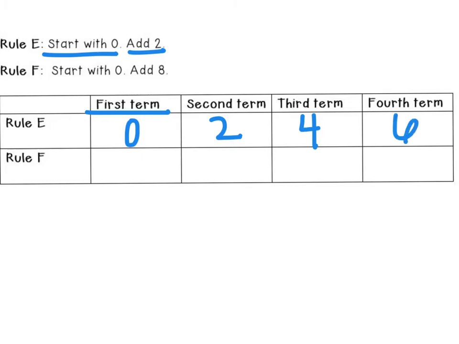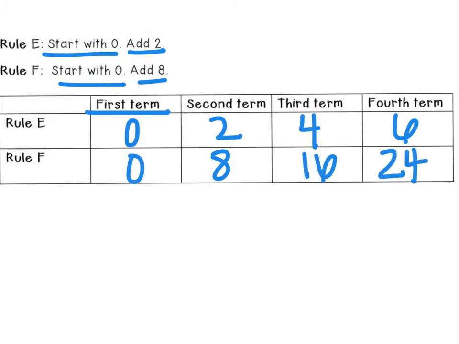Let's look at rule F. Rule F says start with 0, okay, and add 8 each time. So 0 plus 8 is 8. 8 plus 8 is 16. And 16 plus 8 is 24. So I'm done with filling in the chart. Now let's find the relationship between rule E and rule F.